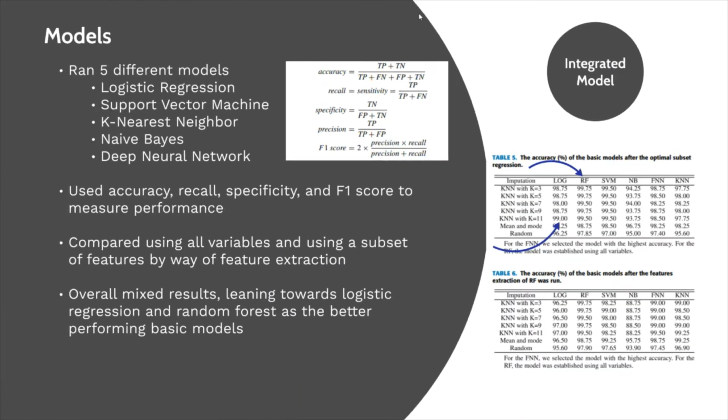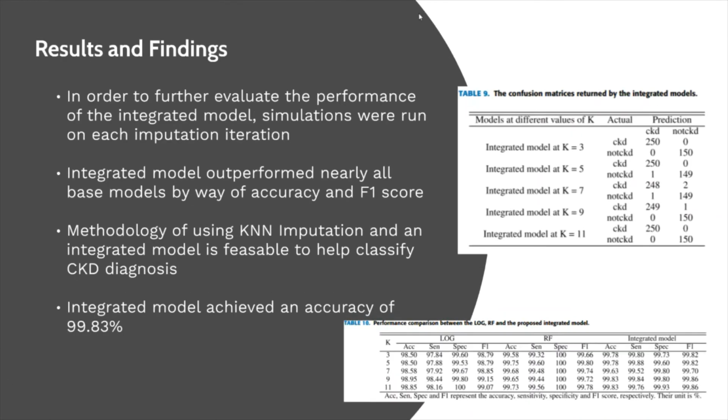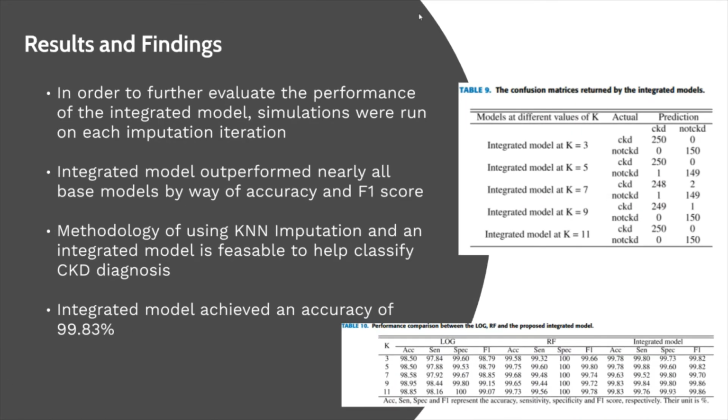Next, in order to evaluate the performance of the integrated models, it was evaluated 2 ways. First, simulations were run on each imputation iteration dataset with a preset random seed, followed by simulations without the preset random seed. In nearly all cases, the integrated model outperformed the individual base models, achieving on average a 99.83% accuracy. The researchers have shown that this methodology they chose, which includes using KNN imputation and an integrated model, is an effective and feasible means to potentially classify a CKD diagnosis.